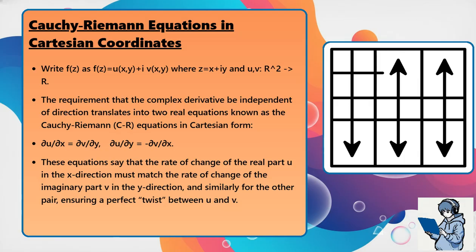These equations say that the rate of change of the real part u in the x direction must match the rate of change of the imaginary part v in the y direction, and similarly for the other pair, ensuring a perfect twist between u and v.